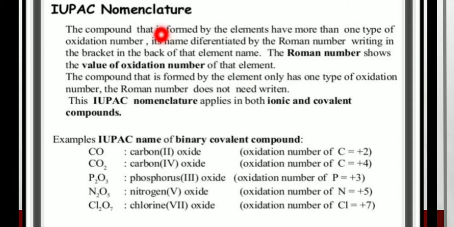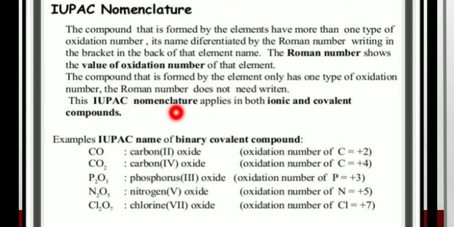Listen, the compound that is formed by elements that have more than one type of oxidation number is named differentiated by the Roman number, written in the bracket after that element's name. The Roman number shows the value of the oxidation number of that element. The compound that is formed by an element that has only one type of oxidation number does not need the Roman number written.